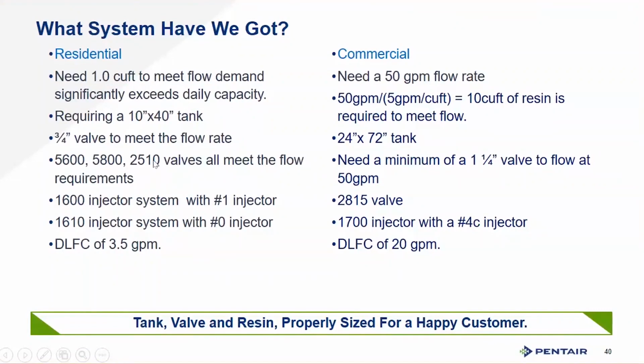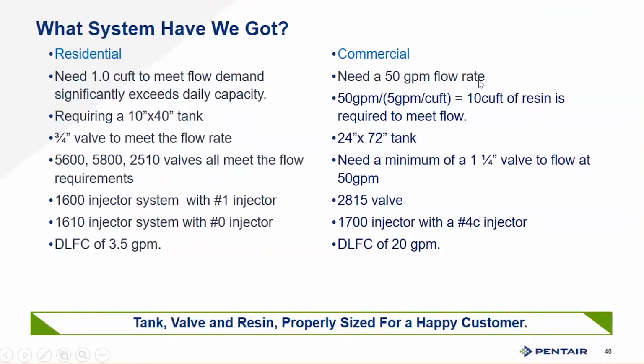We can use, depending on the valve, a 1600 injector with a number 1 injector, a 1610 injector with a number 0 injector, depending on valve you chose, and a drain line flow control of 3.5 GPM. So you're going to select one of these valves, understand the injector system that's on it, select the part number for the injector and the drain line flow control.